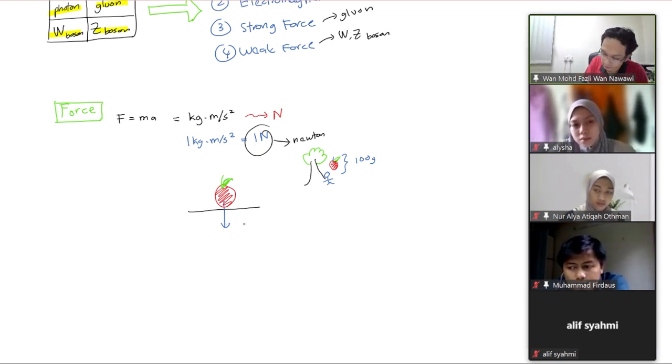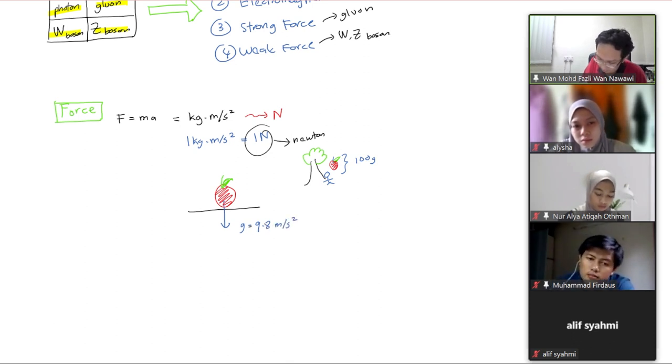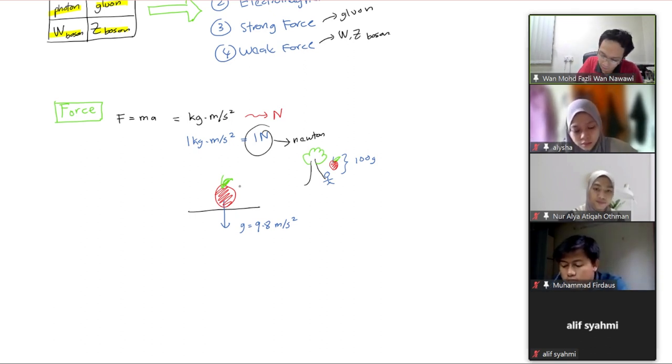This is gravity, and you know the acceleration of gravity is 9.8 meter per second squared. So that is gravity. And this apple is around 100 gram. Let's say the standard apple is roughly 100 gram, but it depends on the apple. If you have a big apple, then it's more than 100 gram.